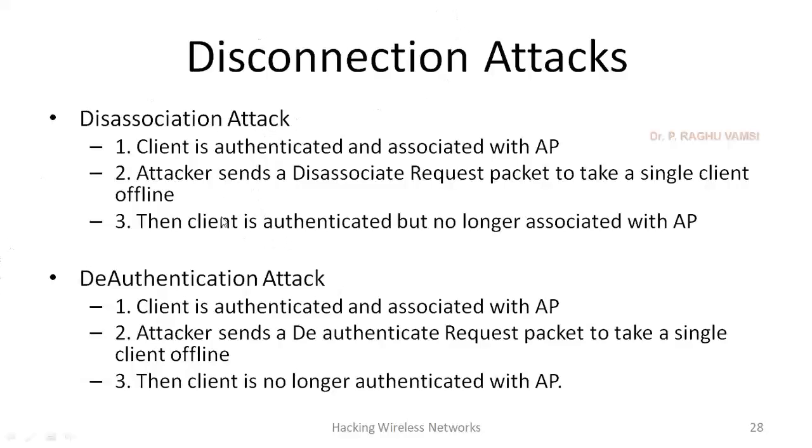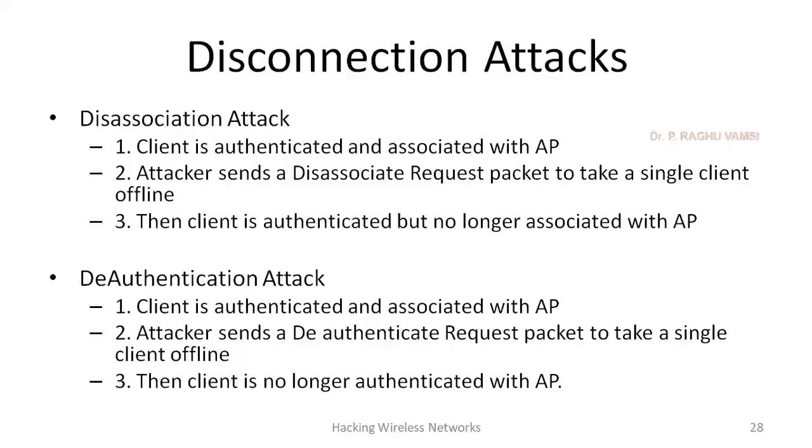Then the client is authenticated. The genuine client is authenticated, but he cannot use the access point because the attacker is sending a request to the access point to dissociate from all other people. So even though the client is authenticated, he no longer can associate with the access point. That is called disassociation. Next one is de-authentication, meaning automatically it will be disconnected. That means your access point will be disconnected automatically. In the case of disassociation, even the client may see that he is connected, but he cannot communicate.